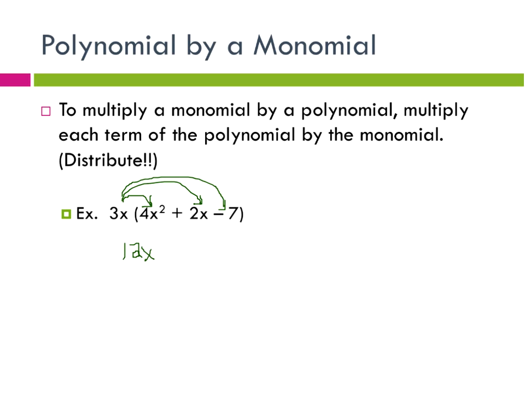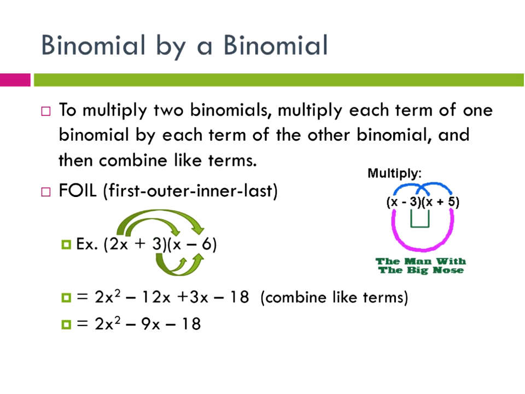So in distributing, we have 3 times 4 gives us 12. X times x squared gives us x cubed. 3x times 2x would give me 6x squared. And 3x times a negative 7 would be a negative 21x. So a polynomial by a monomial, again, nothing that we haven't maybe seen or worked with before, but just formalizing that idea right now.